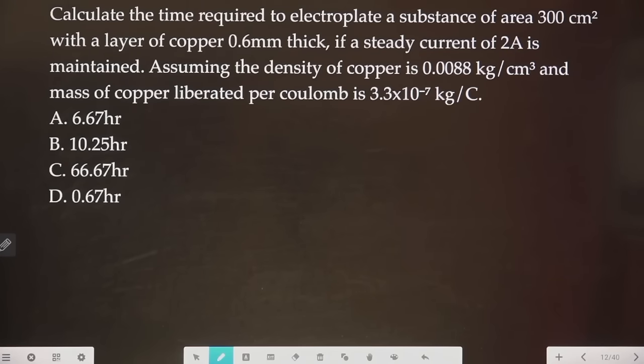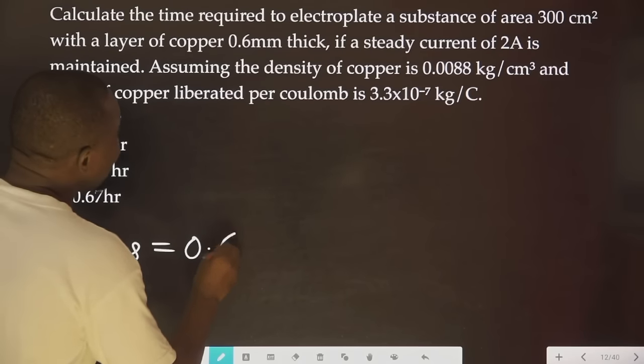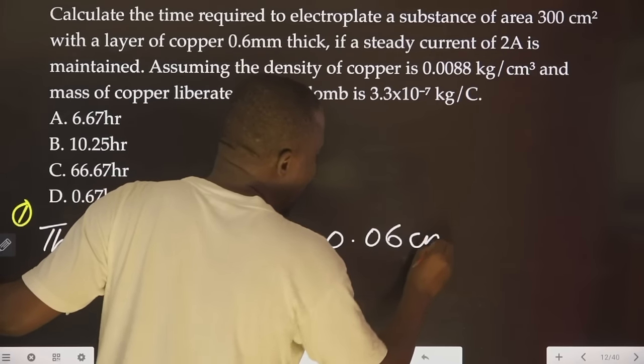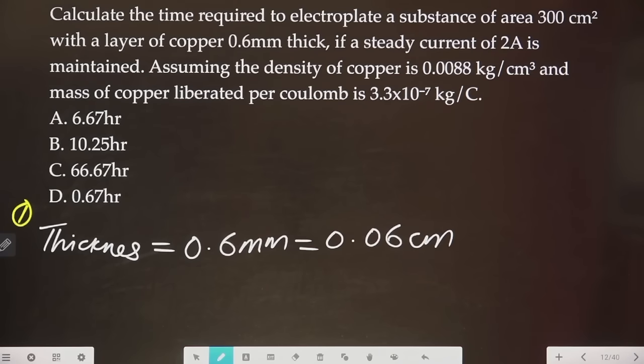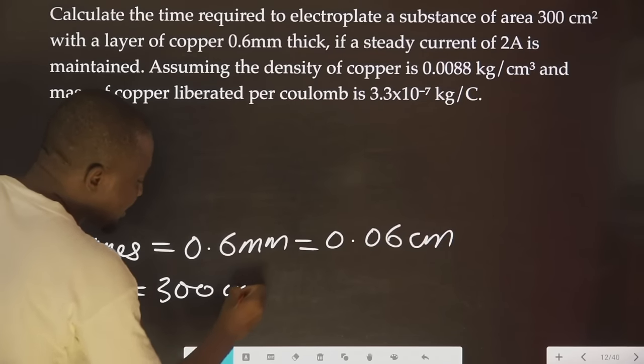The first thing we want to do is, first of all, let's calculate the volume. First, what is the thickness? Thickness is 0.6 millimeter. This 0.6 millimeter, we can't use it like this. We need to convert it to centimeter. This becomes 0.06 centimeter. The next thing I want us to do here is to know the area. The area given to us is 300 centimeter square.